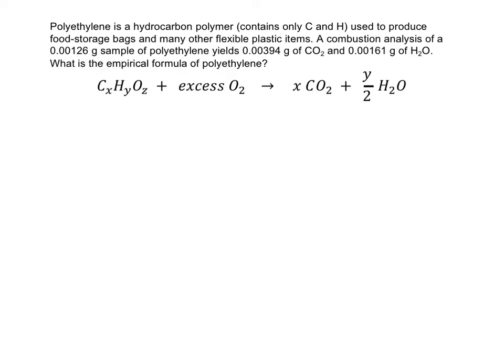All right, so for this example, we're told that polyethylene is a hydrocarbon polymer. It contains only carbon and hydrogen. It's used to produce food storage bags and many other flexible plastic items. And we're doing a combustion analysis on polyethylene that yields this mass of carbon dioxide and this mass of water. We want to know what is the empirical formula. So all of the carbon in our starting material is converted into carbon dioxide. And for every 1 mole of carbon dioxide, that came from 1 mole of carbon atoms in the starting material.